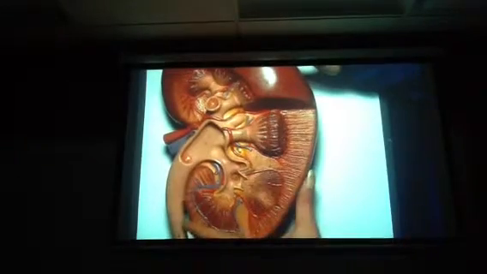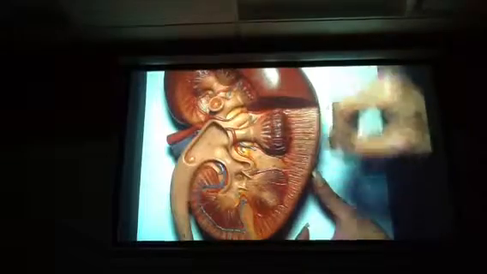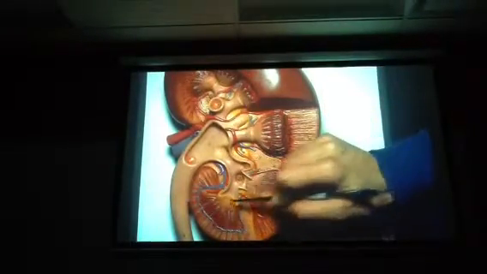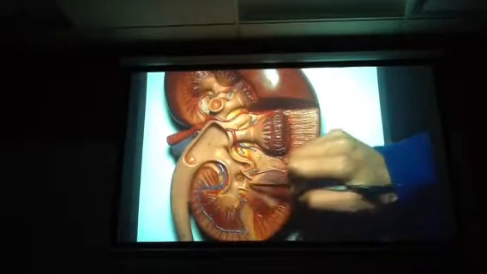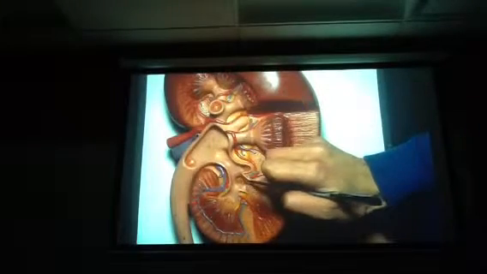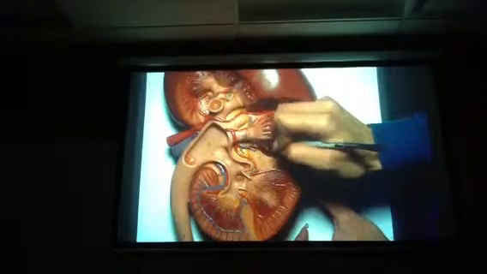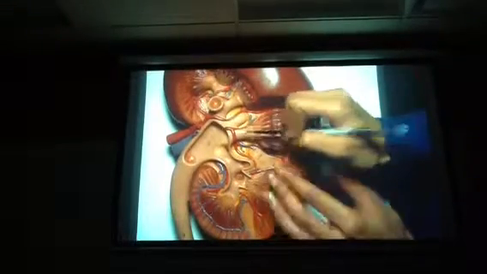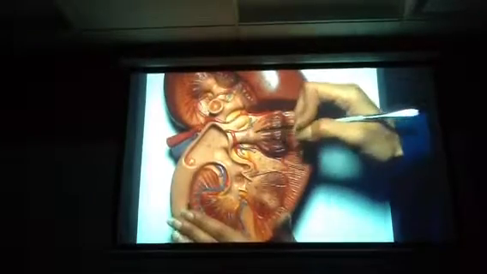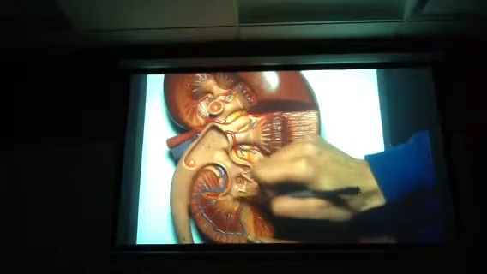Yes? Okay. These are the renal pyramids. The tips of the renal pyramids are the renal papilla. And that drains into a minor calyx. This is also a minor calyx. These two are the same structures, only this one is cut in half. Does that make sense? Okay, so these are minor calyces.